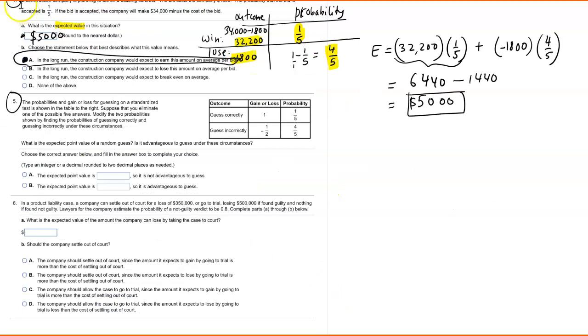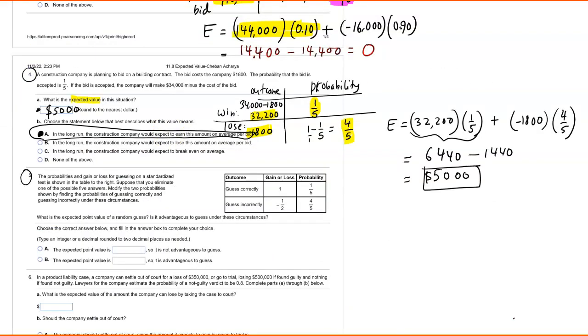Question number 5. The probability and gain and loss for guessing on a standardized test is shown in the table to the right. Suppose that you eliminate one of the 5 possible answers. Okay, you have 5 answers: 1, 2, 3, 4, 5. You eliminate 1. That means now you only have 4 choices. 4 choices, correct? Then modify the 2 probabilities by finding the probability of guessing correctly and guessing incorrectly.